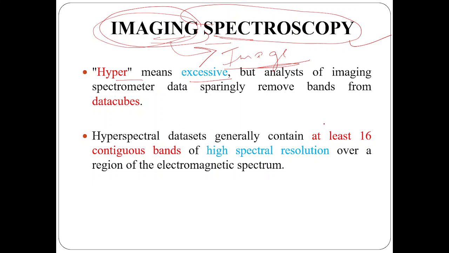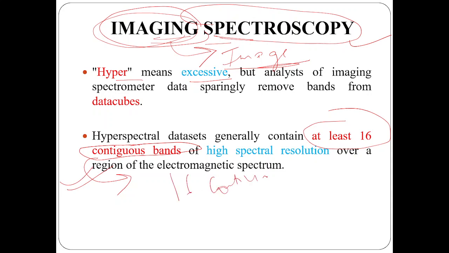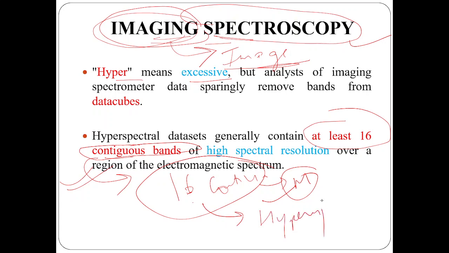And hyperspectral, this is a condition: at least 16 bands should be there, and it will also give you contiguous bands. If you have 16 continuous bands, it can be multispectral, but because it is continuous with 16, this can also be taken as hyperspectral. So that will be the thing.